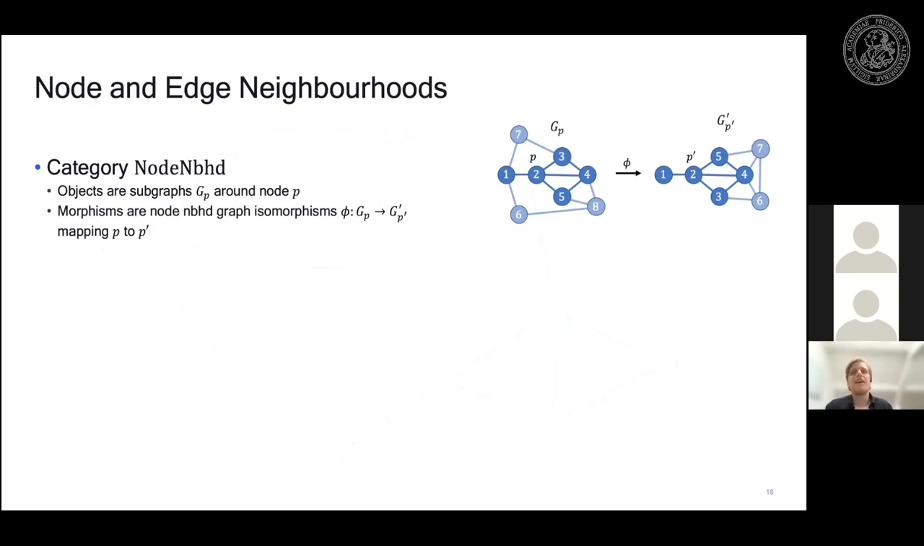So how do we set it up? Well, again, we can quite elegantly do that using categories. So we start with a category of node neighborhoods. And this category of node neighborhoods is very similar to the category of graphs. But now the objects are small graphs that we call GP around the node P. So for example, if this is the whole graph and this is node P, we say that the corresponding node neighborhood of P is this subgraph that we call GP. And the morphisms of this category are graph isomorphisms of this neighborhood. And this is such that if we map from node neighborhood GP to G prime P prime, then this graph isomorphism must map P to P prime.